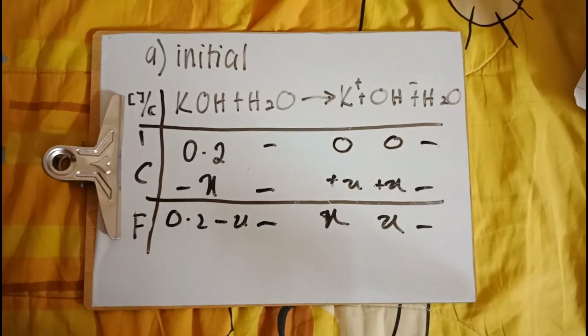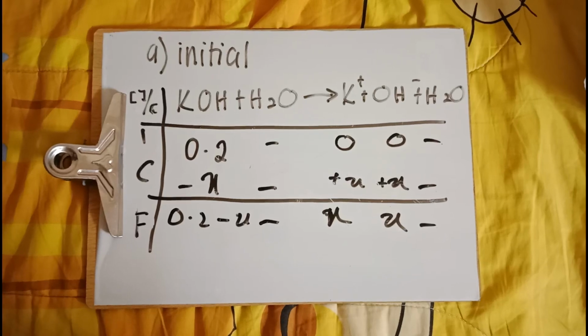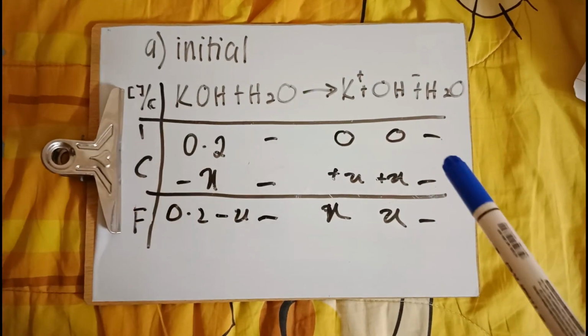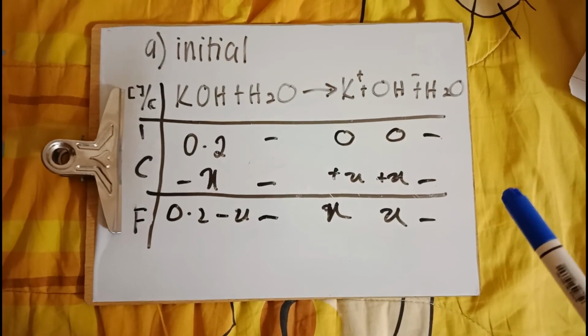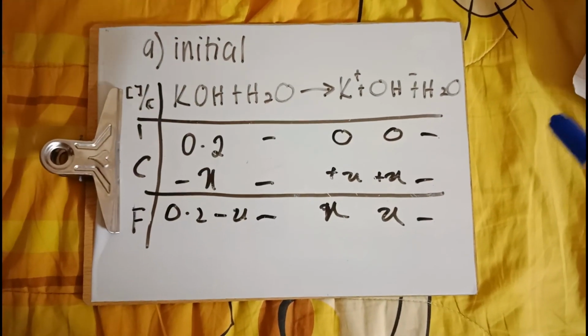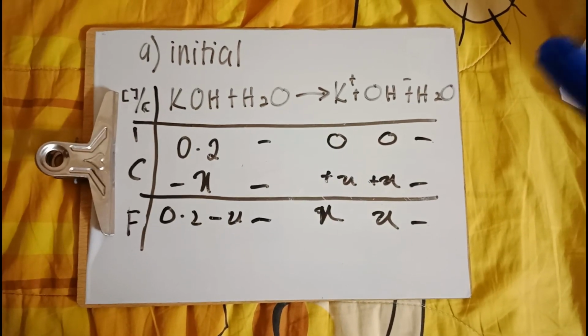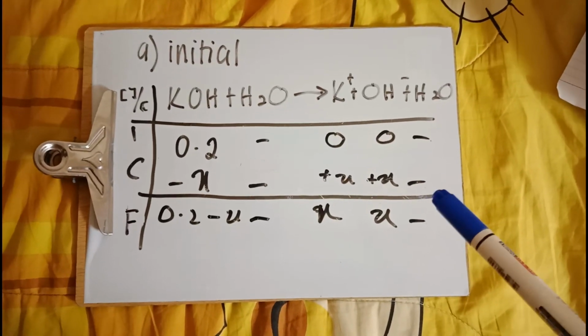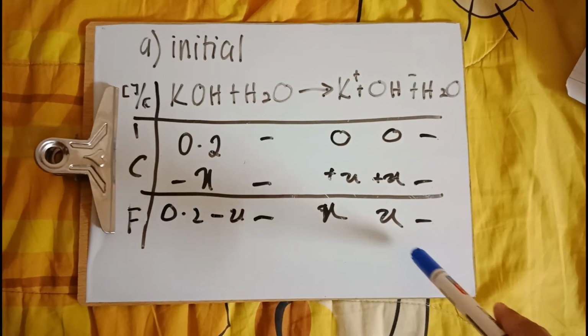To find the pH of this equation, we need to find the concentration of OH minus, because that is the only thing that we have, and use the formula pH equals 14 minus pOH, and we can get the pH of this equation. So we will need to use the ICE table to find the concentration of OH minus.